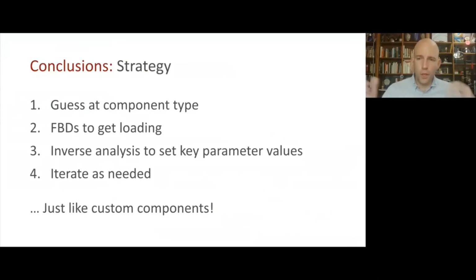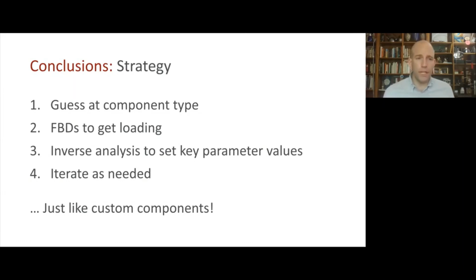So if we look back over these 3 exercises, what emerges is a really consistent strategy. We're going to guess at the type of component and maybe material. We're going to use free body diagrams to get the loading. We're going to use inverse analysis to figure out the key parameter values, like the diameter of a machine screw or a shaft. And then we're going to check to make sure everything fits together as intended. And if it doesn't, we'll iterate. We'll go back and adjust some assumptions and re-optimize those parts.